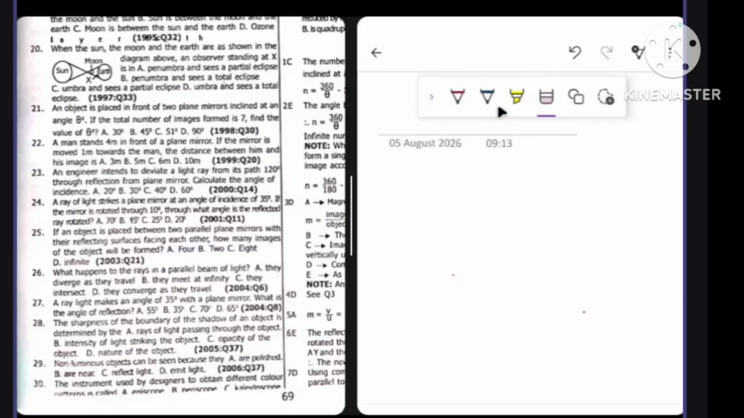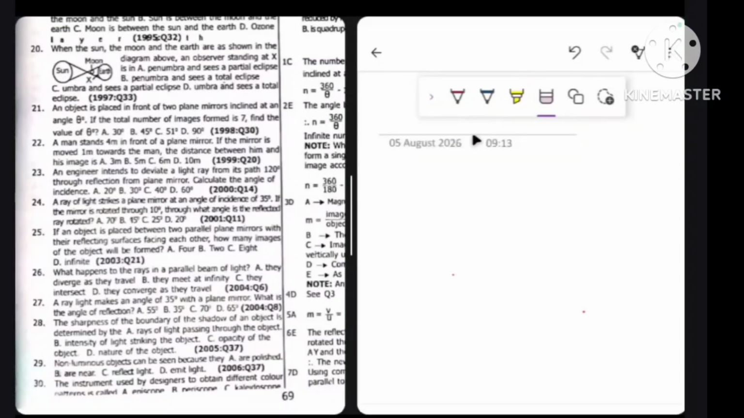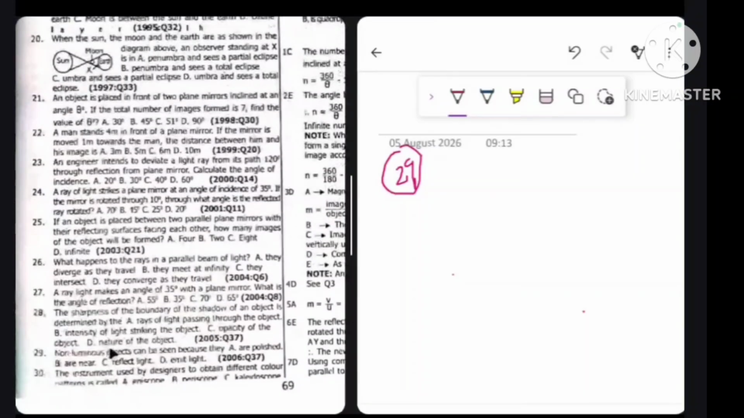Why do we see non-luminous objects? That's C, they reflect light. Non-luminous objects, C, they reflect light. That's correct. Yes, correct.